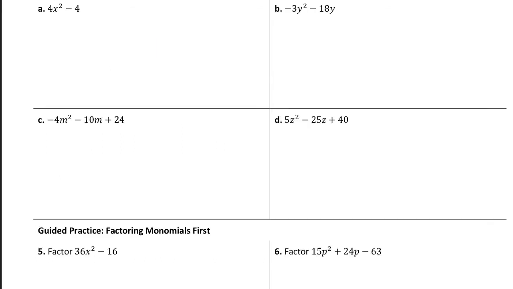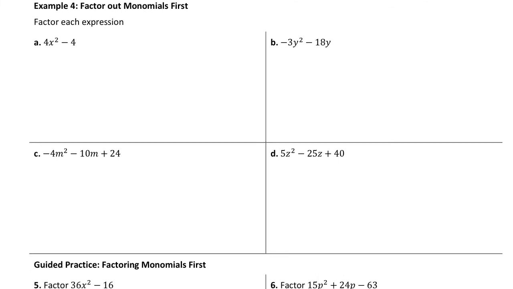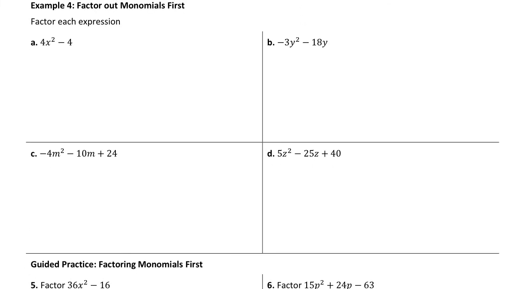So, in example 4, I'm going to show you some examples where you can factor a monomial out of your expression before you do the factoring. So if we look at part A, in this expression, each term has something I can factor out. In part A, I can factor out 4 from each term. So to show that, call this a GCF, greatest common factor. I can factor out 4 from each term.